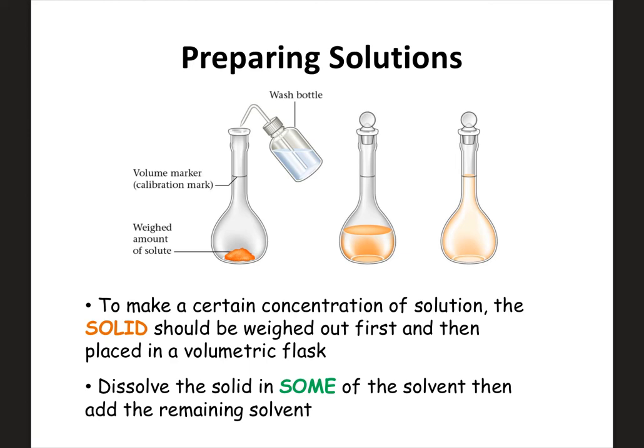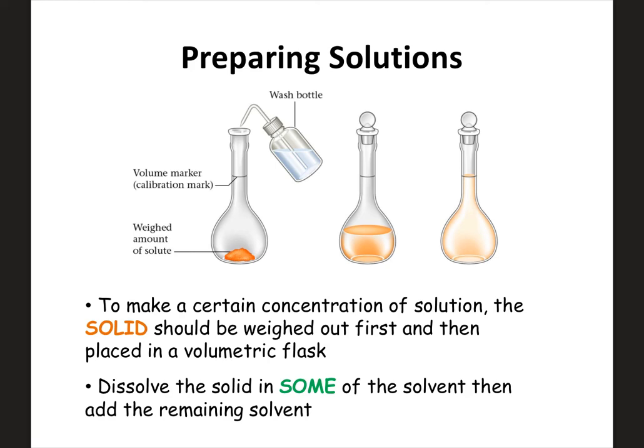If you put the solute in and then added all the water up to the line, when the solute dissolved, the liquid level would rise above that specific line. So say above 500 milliliters, and then you no longer have 500 milliliters of solution. So you have to dissolve the solute first and then add the rest of the liquid up to the line.